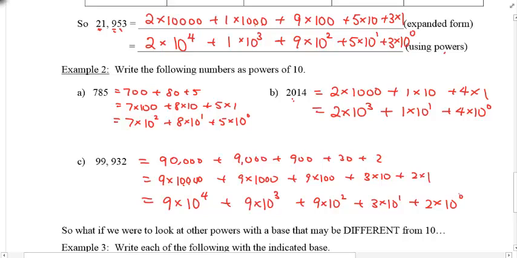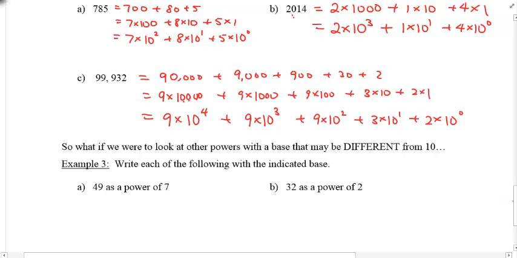Cool. Now, this is using powers of 10. That's the main part of today. But what happens if I looked at other powers that are different from 10? Could you write each of these with a different base? So 49 is a power of 7, meaning 7, and what's the small exponent that gives you 49? Oh yeah, 7 squared. So 49 equals 7 squared.